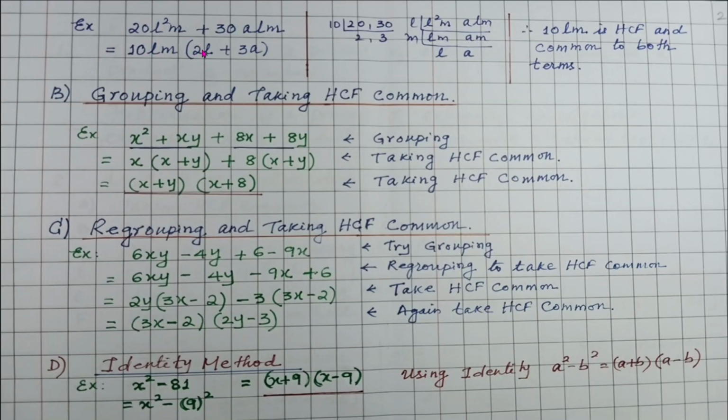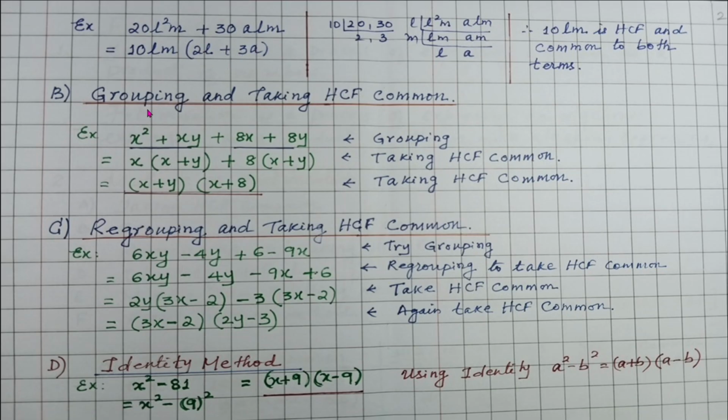So 10lm into 2l, 10 into 2 is 20, l into l is l square and m as it is, then 10 into 3 is 30, a is a, and lm, and therefore we have expressed this expression as a product of two expressions, and that is factorization by taking HCF common. So in factorization by taking HCF common, take lm outside, which is common to both the algebraic terms here, and the remaining terms we put in the bracket. So that is the method.